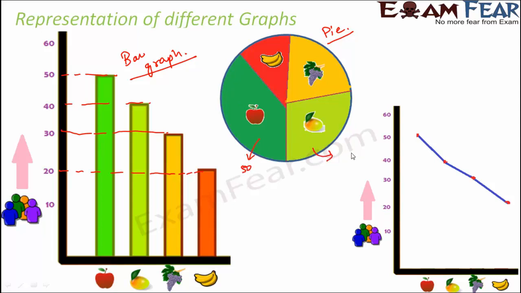Similarly, in mango, you have around 40. In grapes, you have around 30. And for banana, you have just 20. Now the same data can be represented using a line graph as well. So here you see, the entire plot is done in a similar way as a bar graph. Instead of the bars, you just plot the points and then you join the points to form a line graph. So this is how a line graph would look like. So that's how we represent the same data using different types of graphs.